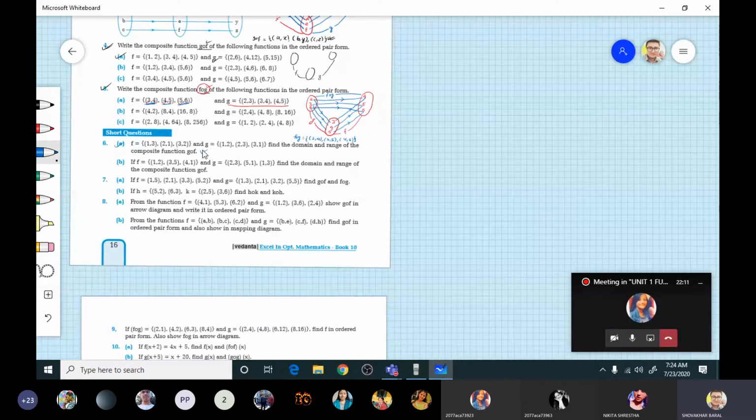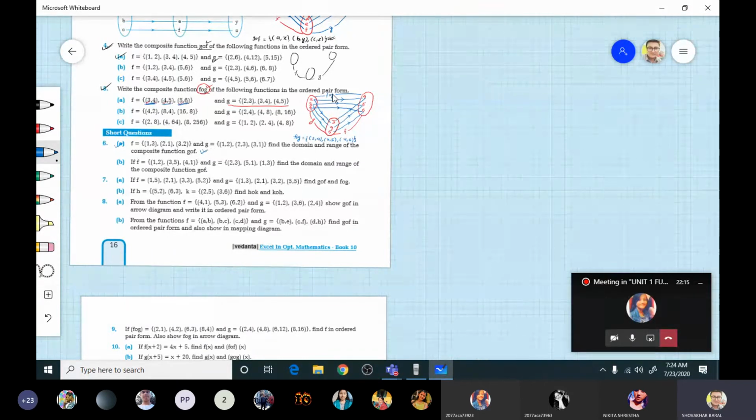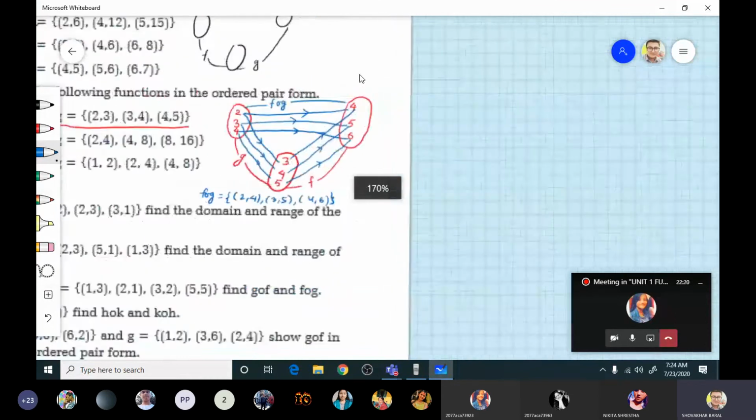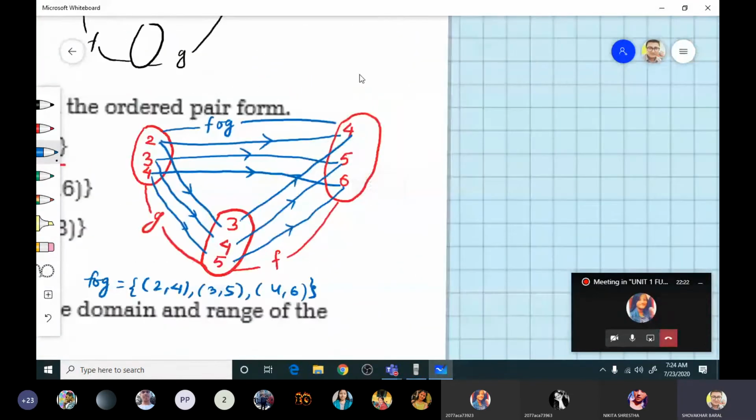Let me discuss this one in the earlier question, so that I don't need to write it again. See in this question, in this earlier one, can you view this? Can you see this clearly?